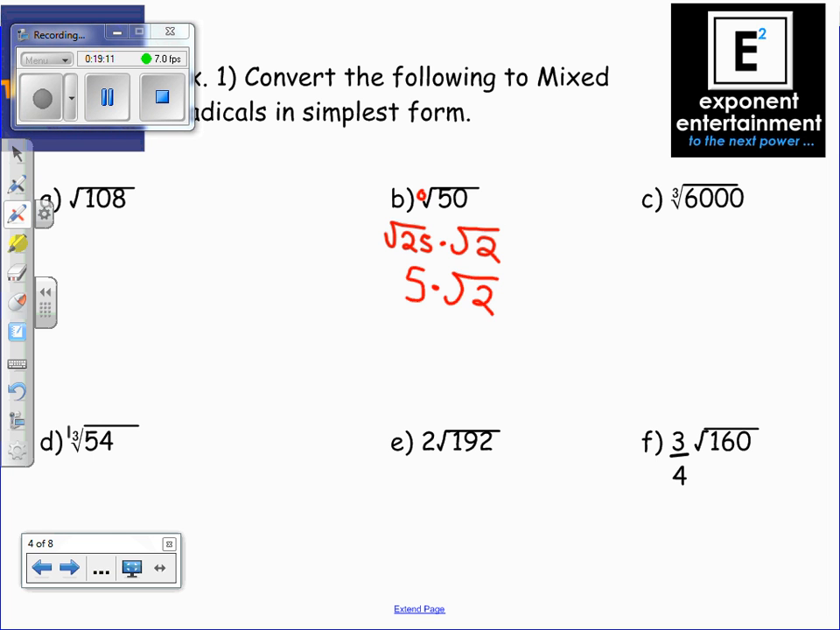All right, over here, cube roots. What's our index? 3. So, which chart do we have to look at? Cube root chart.